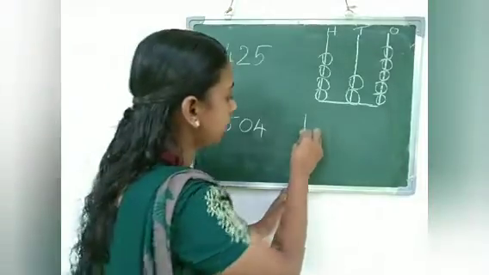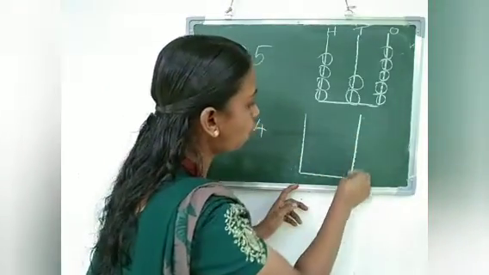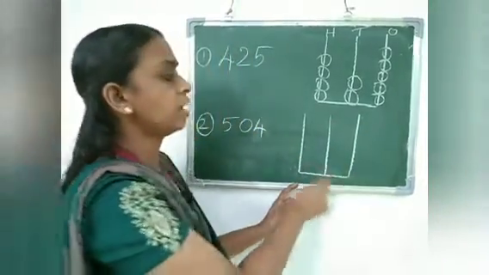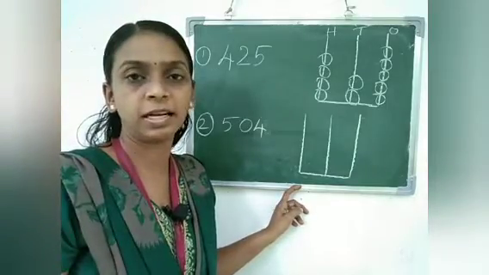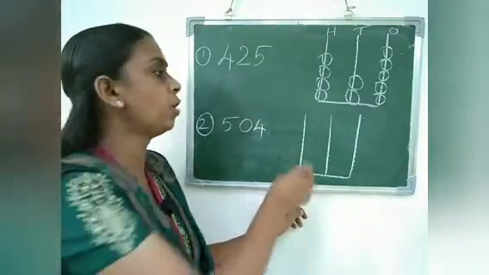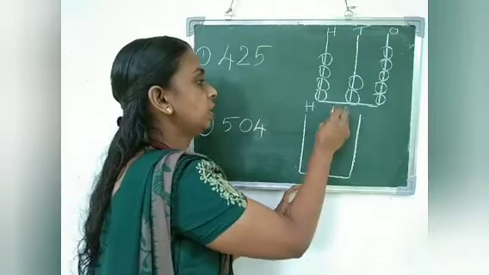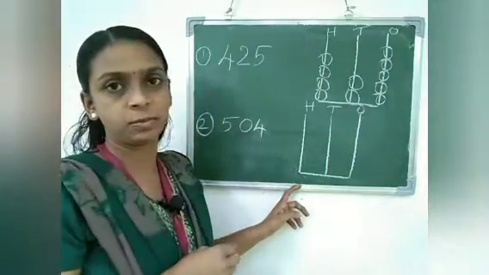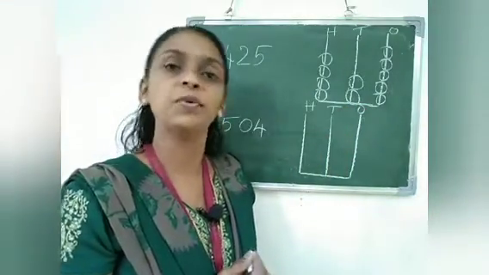Then next, 504. We have to represent 504 on an abacus. For that we have to draw the spikes, a 3-spike abacus, and H, T, O: hundreds place, tens place and ones place.